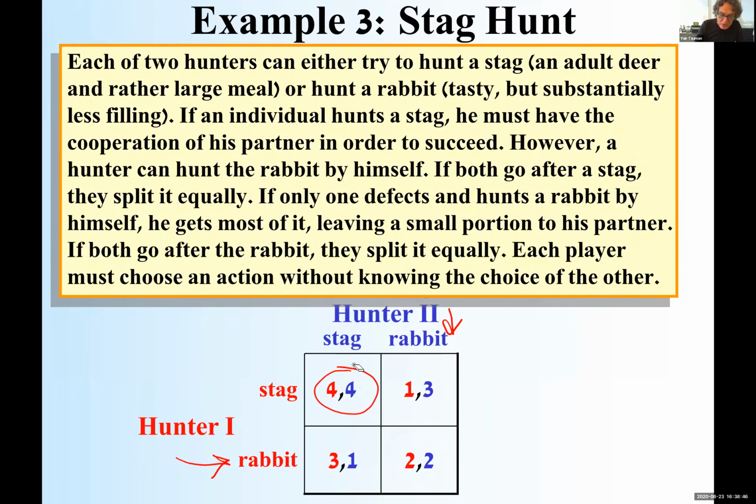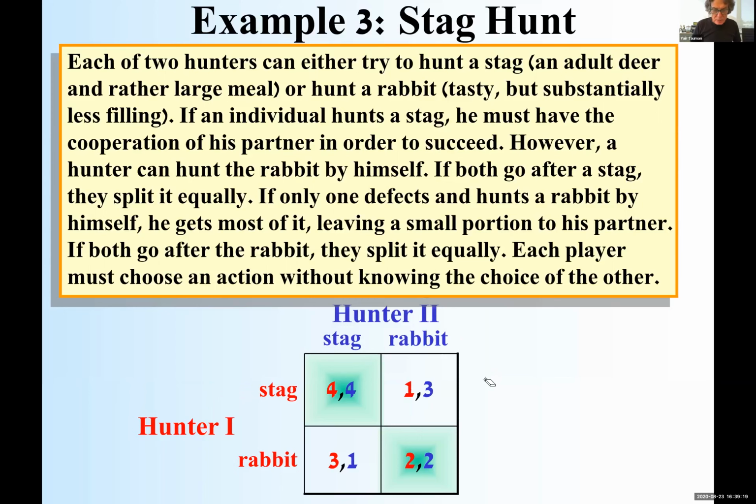What about the others? Let me see. Let's say I go for a stag and you go for a rabbit. Is it an equilibrium? If you are going after the rabbit, I'm going to get 1. If I go after the rabbit, instead of 1, I'm going to get 2. So I'm better off deviating. So the 1-3 and the similar 3-1 are not equilibria, and we have just two equilibria with pure strategies: both go after the stag or both go after the rabbit.